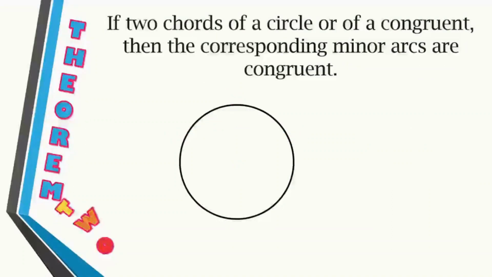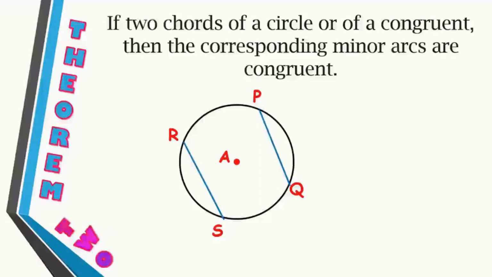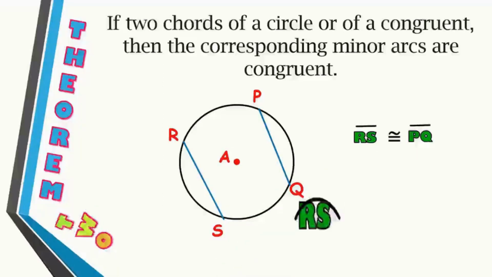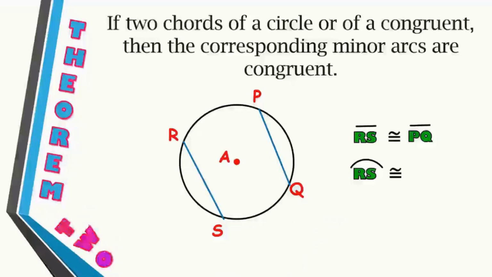Theorem number 2. If two chords of a circle or of congruent circles are congruent, then the corresponding minor arcs are congruent. Now, if that will be our figure in circle A, if line RS is congruent to line PQ, then we can say that arc RS is also congruent to arc PQ. Remember that this is a converse of theorem number 1.